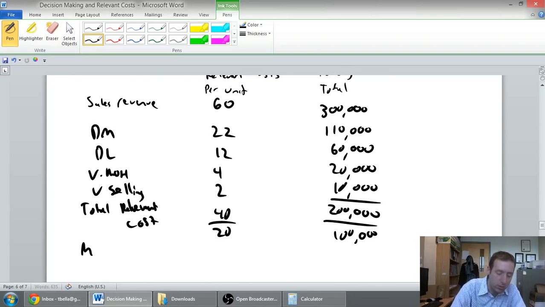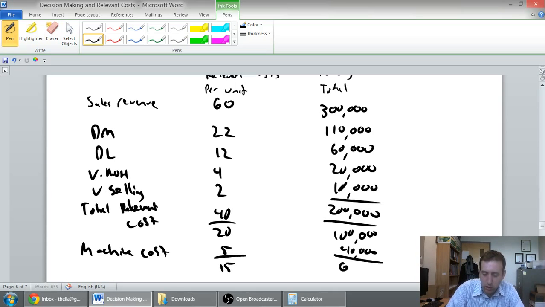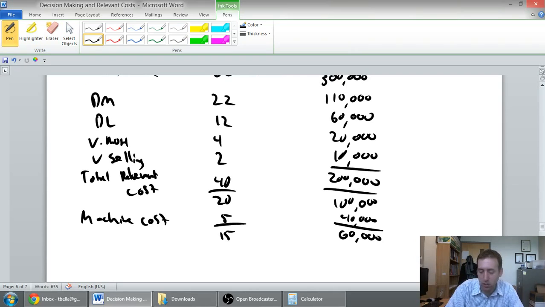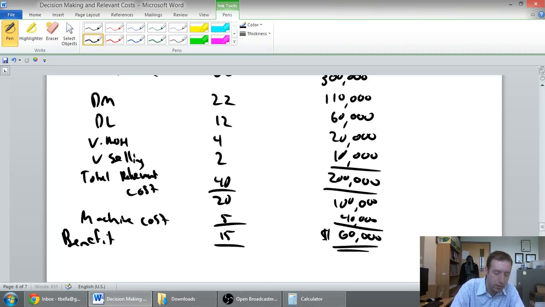So the special machine cost, I'll just call it machine cost, is 40 grand, which of course is $5 per unit, meaning we're going to make $15 a unit on this deal, or we're going to make $60,000. So the benefit of accepting the deal is we're $60,000 better off.